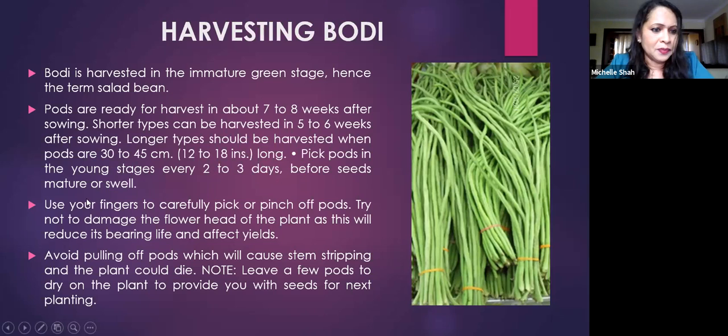Use fingers to carefully pick or pinch off the pods, and try not to damage the flower head of the plant, as this will reduce the bearing life and affect the yields. Avoid pulling off the pods, which will cause stem stripping and the plant could also die. Leave a few pods on the plant to provide the seeds for the next planting.